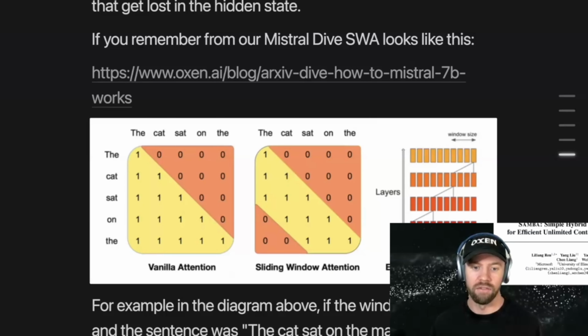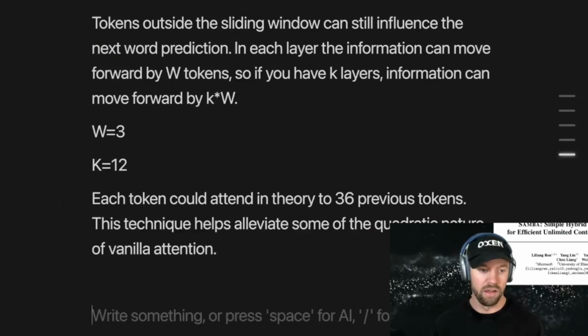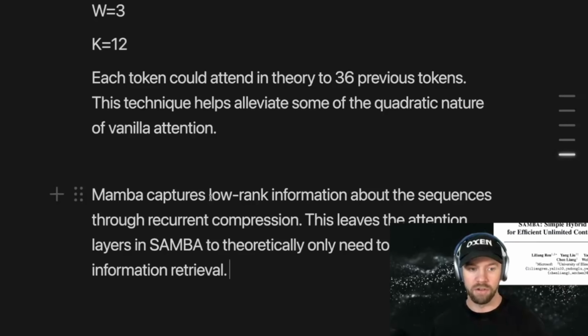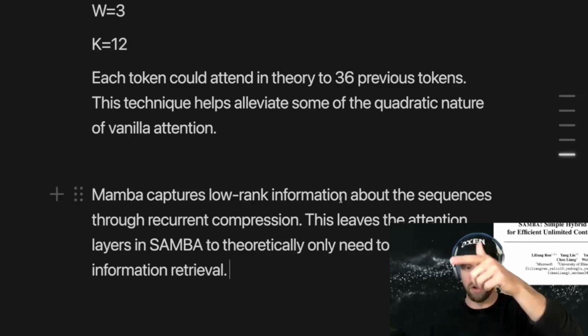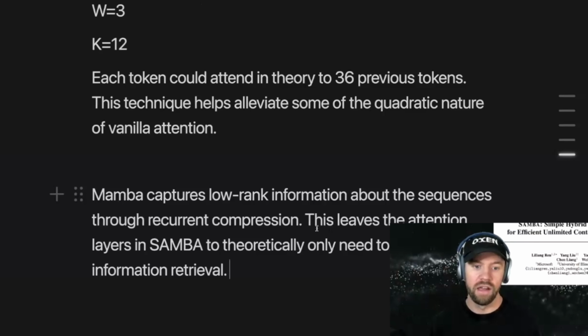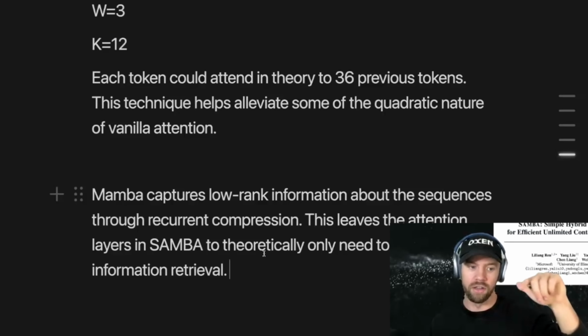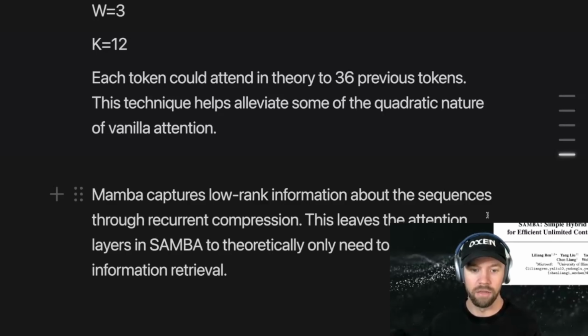So they have a nice sentence describing this in the paper where they say Mamba captures the low rank information about the sequences through recurrent compression. So trying to compress some information in that hidden state. And then this leaves the attention layers in Samba to theoretically only focus on information retrieval from earlier in the context. That makes a lot of sense. Yeah, so they're hoping to split them out there.